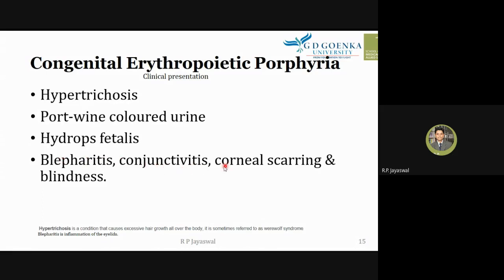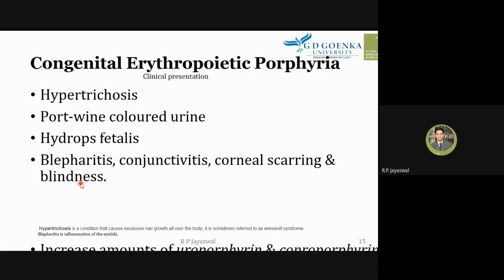And blepharitis, conjunctivitis, corneal scarring, and blindness. These are all related to eye problems. Here blepharitis is an inflammation of the eyelids. Conjunctivitis is an inflammation of the conjunctiva. Corneal scarring, the cornea is scarred, and there may be blindness. So scarring of the cornea can occur. Blindness may occur. So these are the clinical presentations in a patient suffering from congenital erythropoietic porphyria.